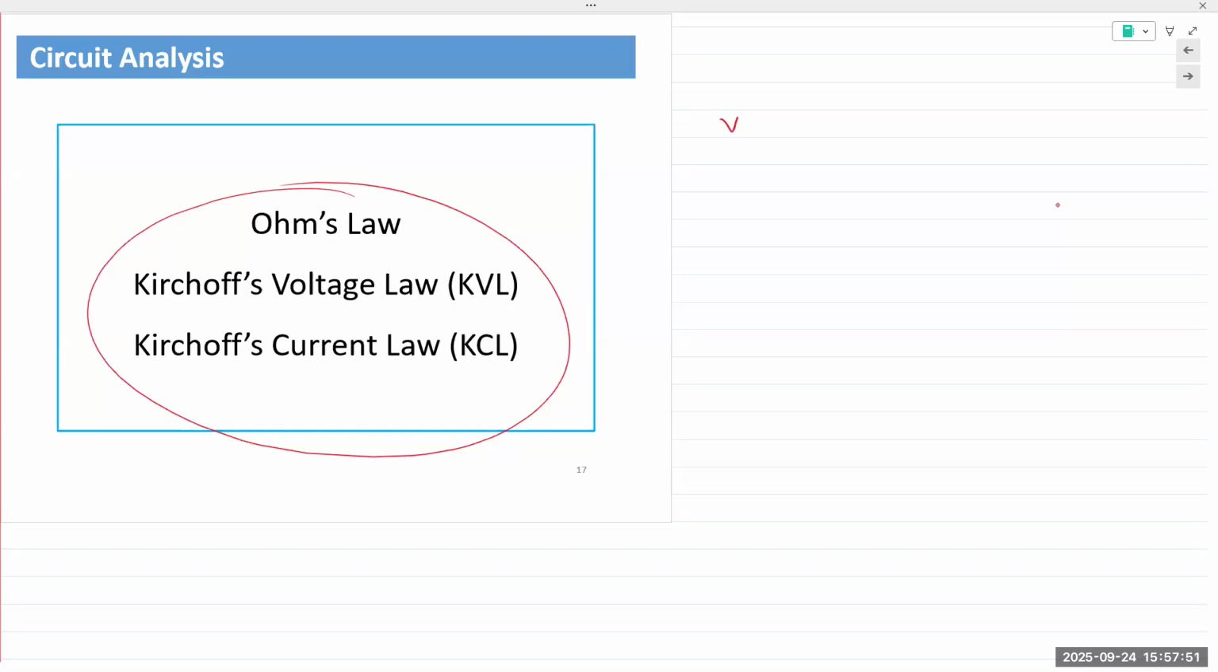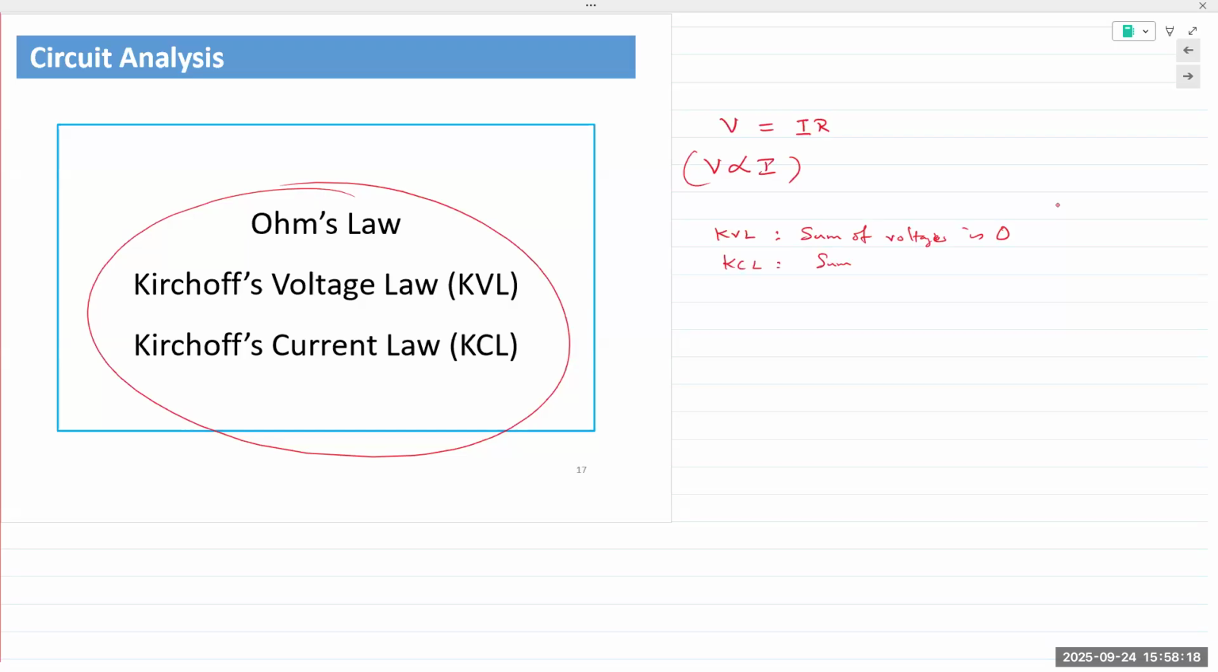So again, Ohm's law is V equals IR. Voltage and current are directly proportional. The constant of proportionality is the resistance. That's what Ohm's law is. KVL, sum of voltages is 0.